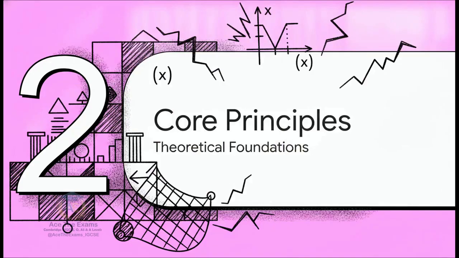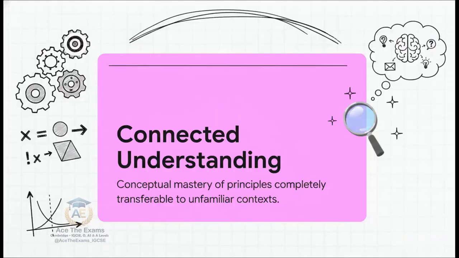Section 2, Mastering Core Principles. So the crucial point is, to escape that mark trap, we need to establish the theoretical foundations. What Cambridge demands is connected understanding. Think of it as a master flavor profile that is completely transferable to unfamiliar contexts. Top-performing students don't just memorize algorithms. They develop a systematic analysis they can apply whether they're facing a simple linear equation or a highly complex modulus quadratic.